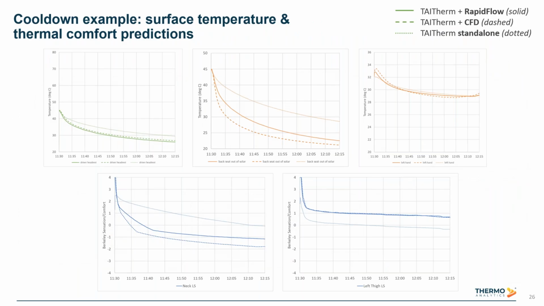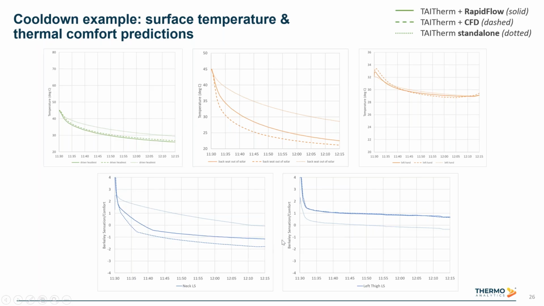But beyond just what the flow models are doing, again, with a focus on thermal and comfort modeling, we want to understand how those boundary conditions essentially affect the temperature and comfort predictions. So we might look at some transient plots like the ones on this slide. The top three here are surface temperature predictions for different interesting locations within the cabin. And for each one of those, we're showing the TAITherm standalone method with a fluid node in the dotted line, the TAITherm and CFD coupled method with the dashed line, and then TAITherm and RapidFlow in the solid line.